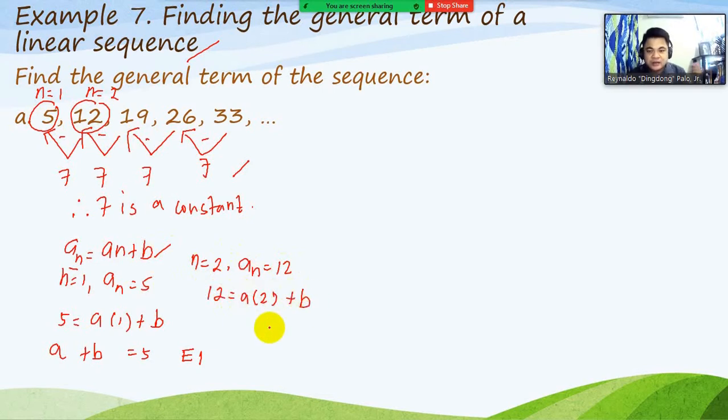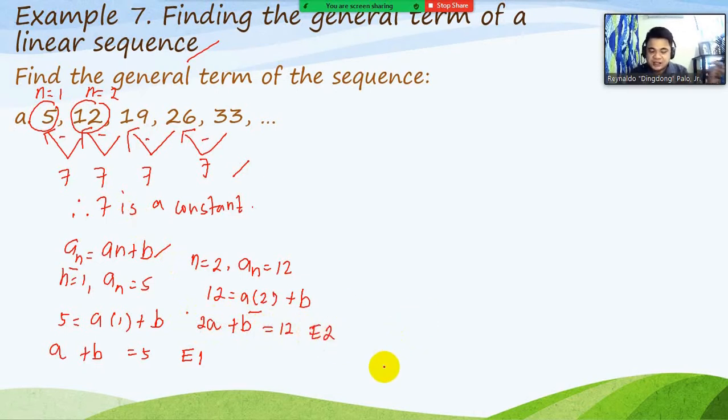Guys, in creating equation 1 and equation 2, please make sure to just use the first term and the second term, for it to become easier. So a times 2 is 2a plus b equals 12. This will serve as your equation number 2.